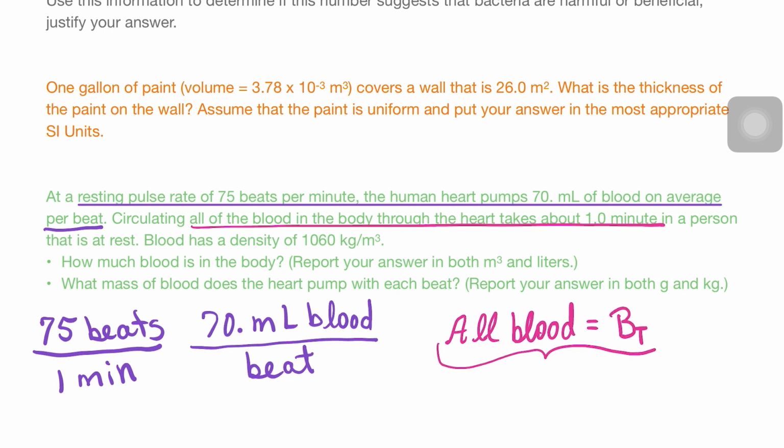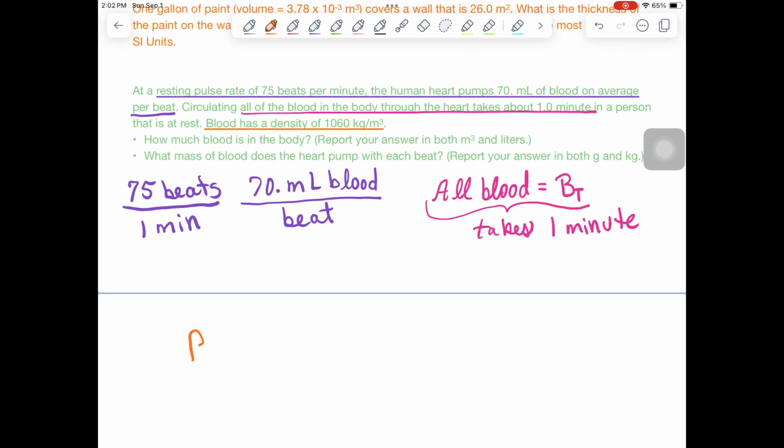So I'm going to just kind of take notes on that, and hopefully it'll become apparent how I'm going to use it. And the last bit of information they give us is the density of the blood. So I'm going to write that down using my density notation and be sure to include units.